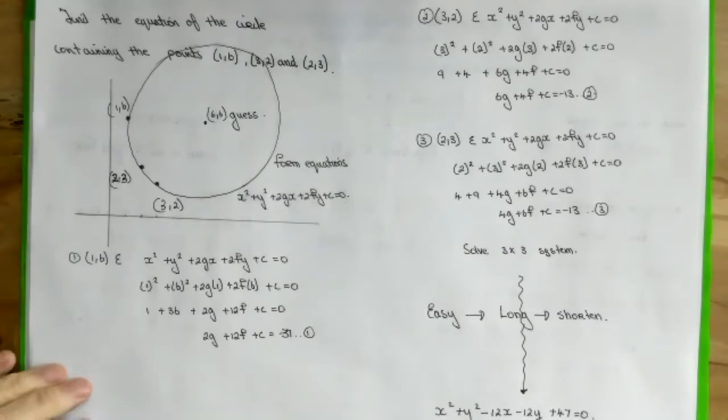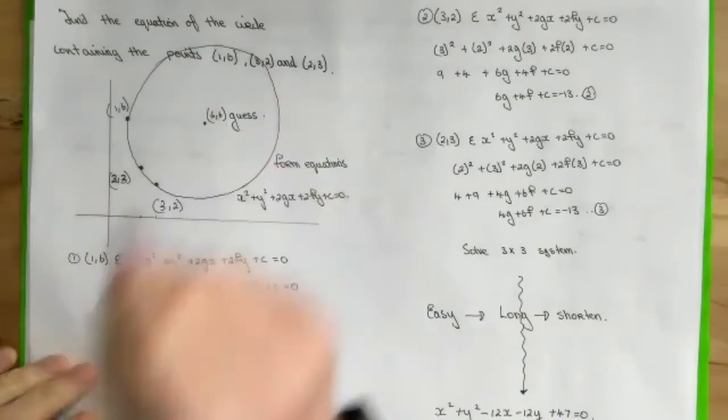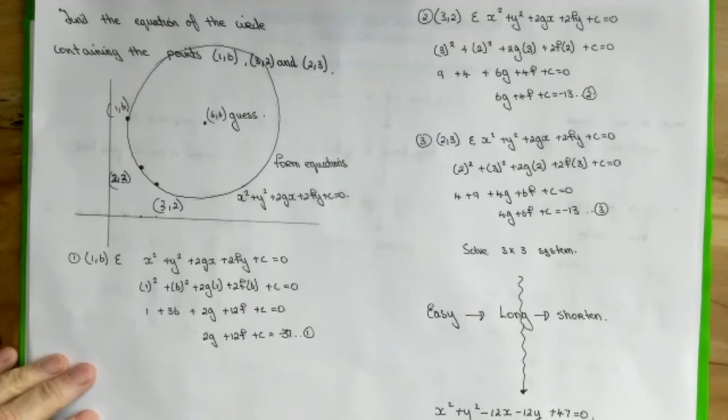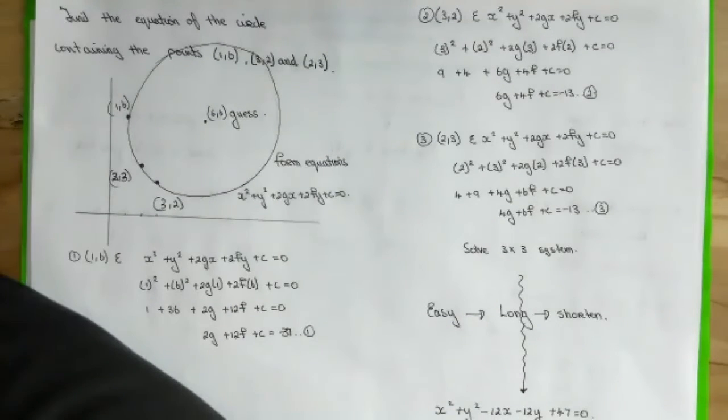Now, would you believe (6, 6) is the center? Wasn't that a good guess? (6, 6). From the minus 12, minus 12, it will give me (6, 6). And how do you know?